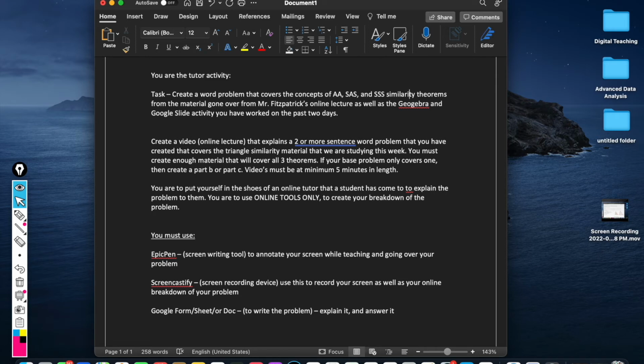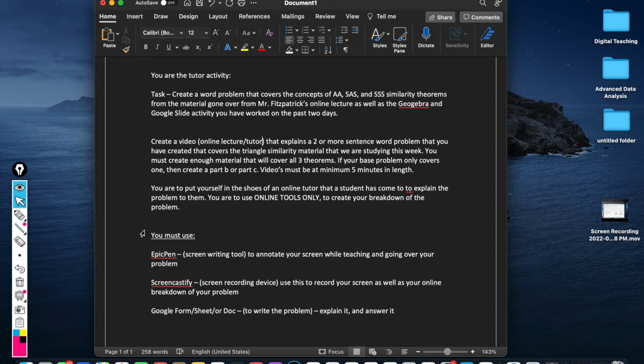Also, you are going to create a video. You can call it an online lecture, or you would almost consider yourself a tutor with this. It's going to explain that word problem that you created, and you're going to make yourself a screen recording of you explaining a word problem covering these three concepts.